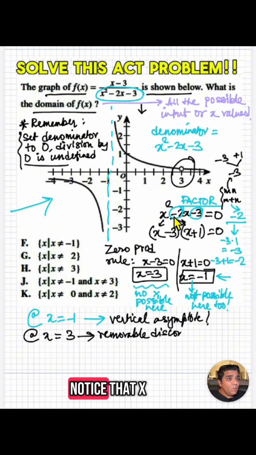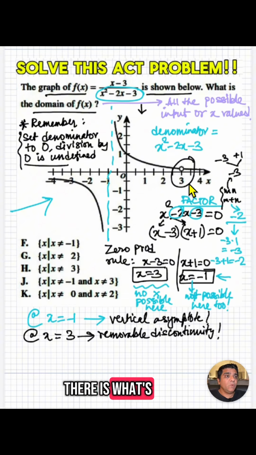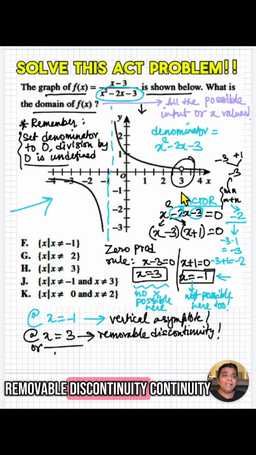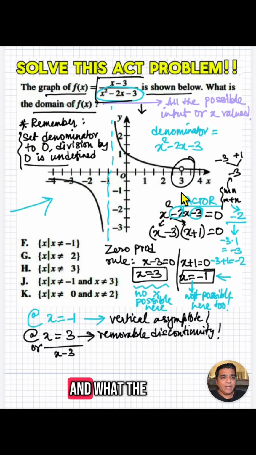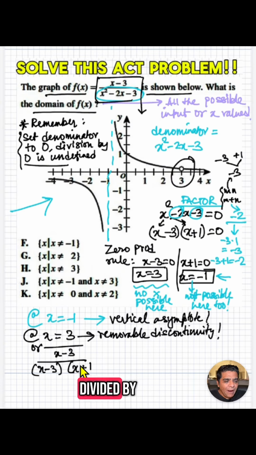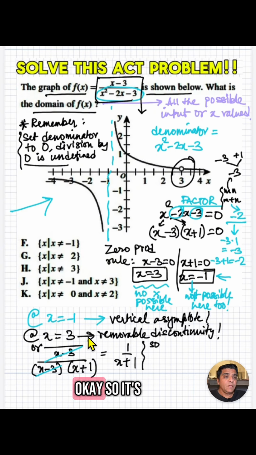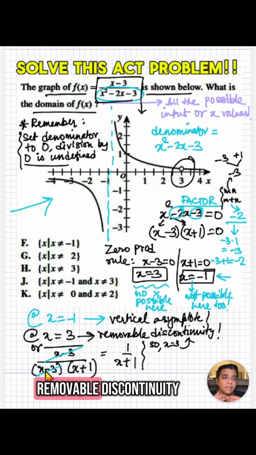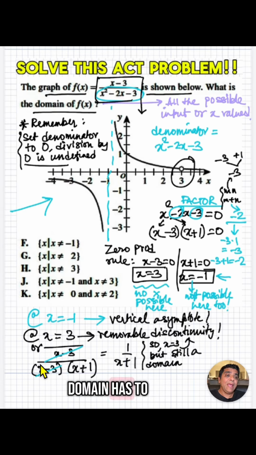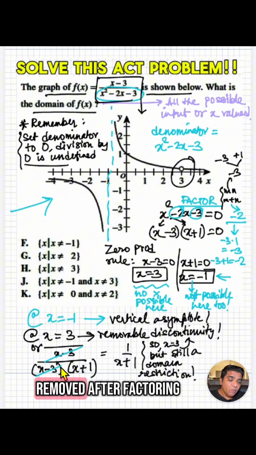But if you notice at x equals 3, there's a hole here. It's a removable discontinuity. What the meaning of that is, if you look here, you have x minus 3 divided by, we factored this as x minus 3 times x plus 1. So the x minus 3 gets cancelled off. It's getting removed, so it's a removable discontinuity. However, the restriction of the domain still has to be maintained, even though the x minus 3 can be removed after factoring, it's still a domain restriction.